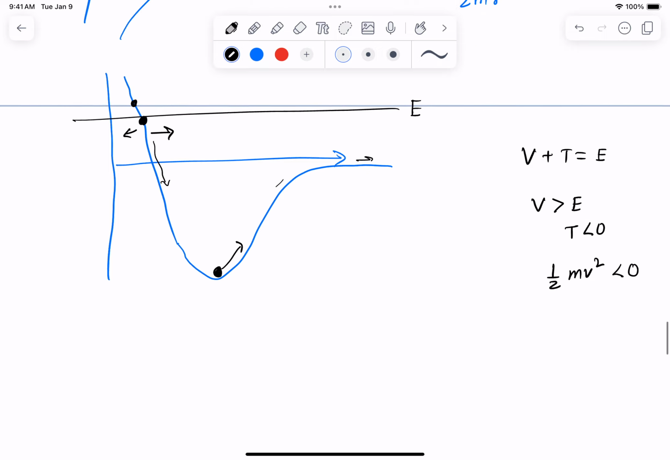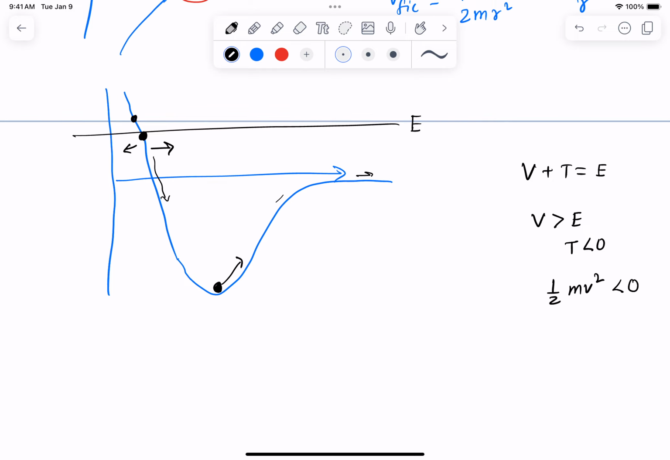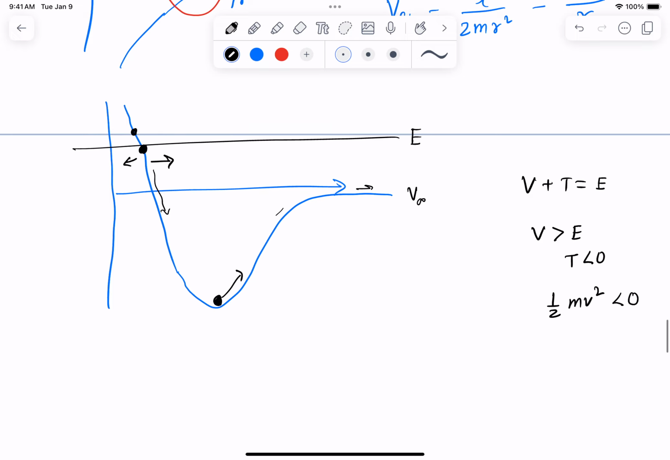Okay, so that's the case when the energy is larger than the asymptotic value of the potential, or V infinity. Now we can also think about this same situation when the object didn't start from here, but let's say the object actually started from really far away, and it was given some velocity towards the left.